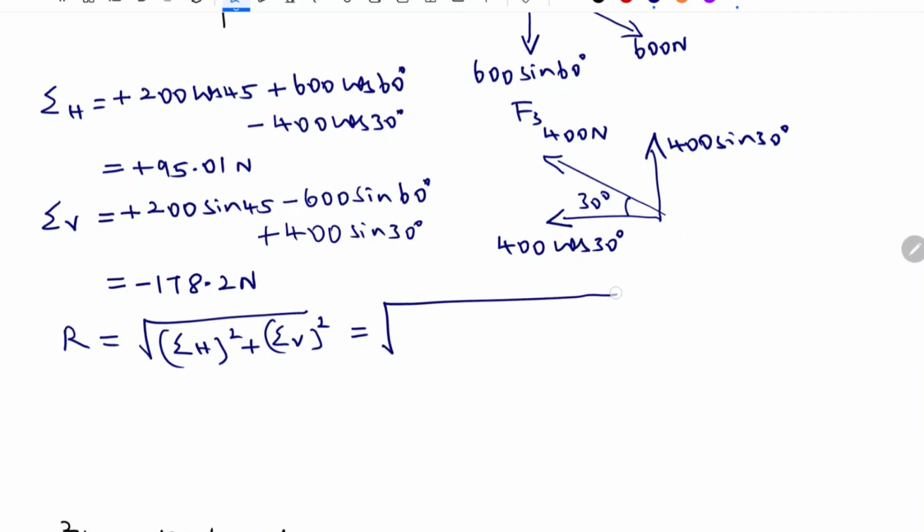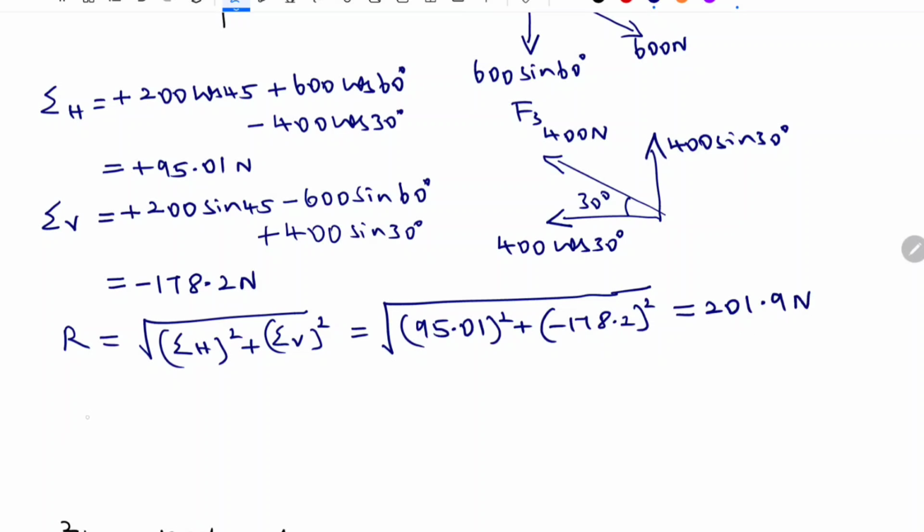It is equal to root of 95.01 the whole square plus minus 178.2 the whole square. Now if we solve this, then we will get a value of 201.9 Newton. So this is actually the magnitude of the resultant.